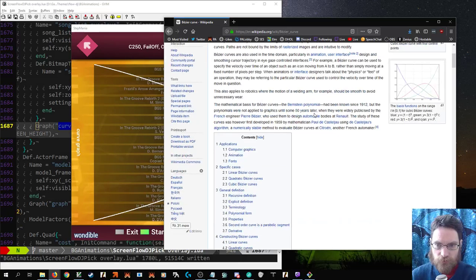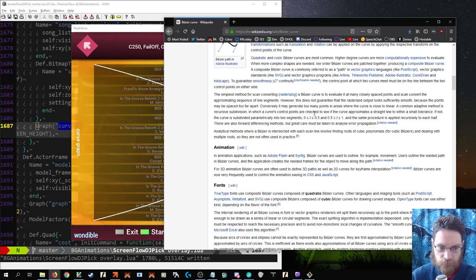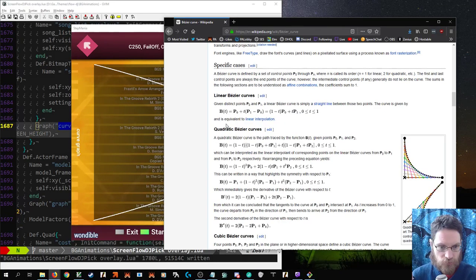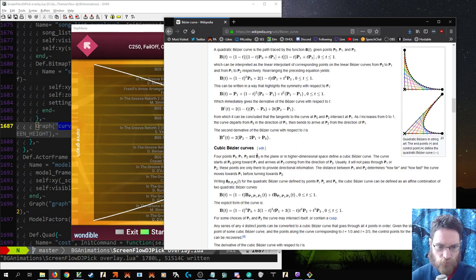What is the definition? Linear, distinct points. Oh, distinct points, simply a straight line. T0 plus t of the difference, or t times the difference, equivalent to linear interpolation. I think quadratic is what we've got. No, cubic, because it is 4 points.